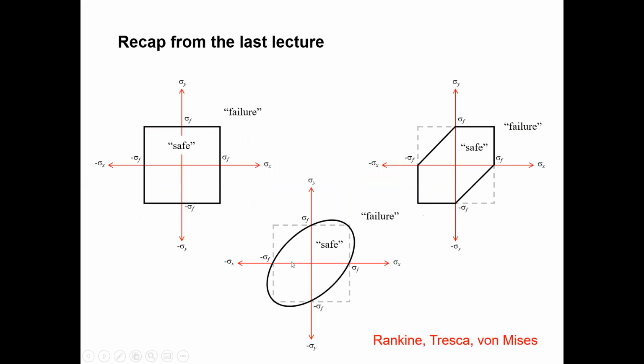And then some failure theories we discussed. There are basically 5 theories, so I will just briefly explain. First one is maximum principal stress theory, second one maximum principal strain theory, third one is maximum shear stress theory, fourth one maximum strain energy theory, and last one is von Mises theory, that is maximum distortion strain energy theory.